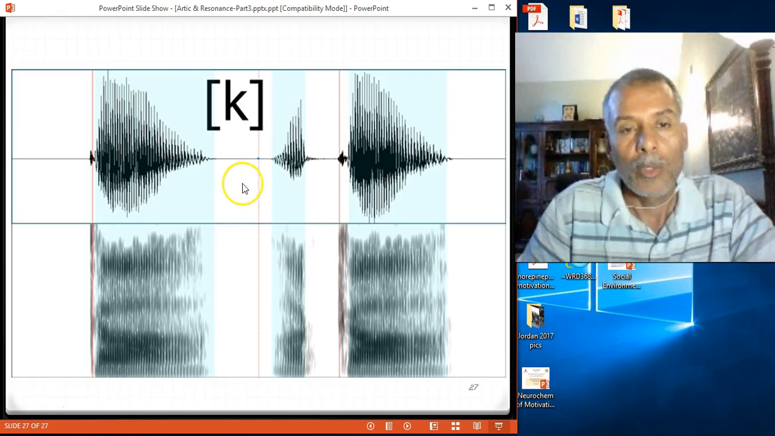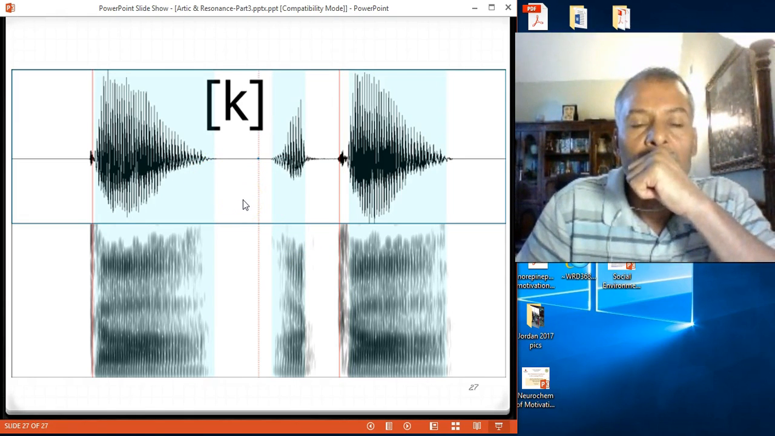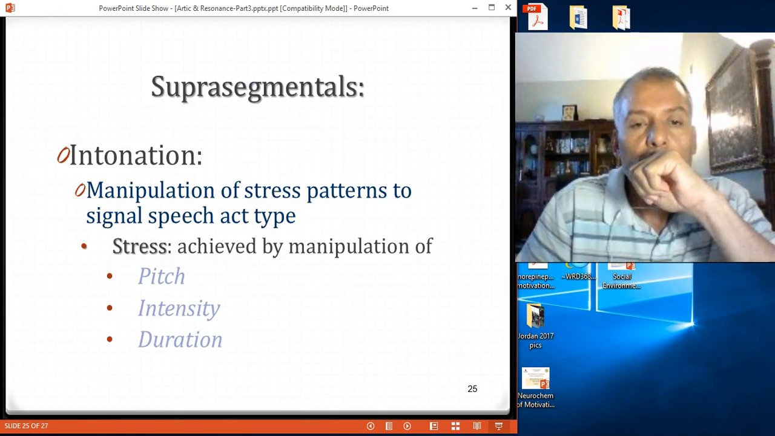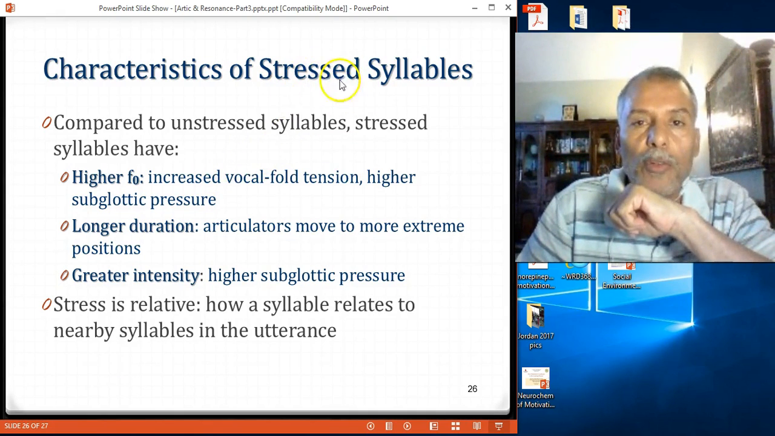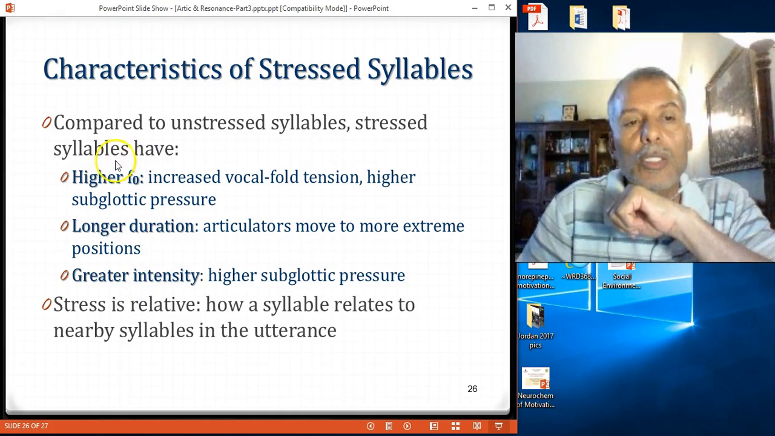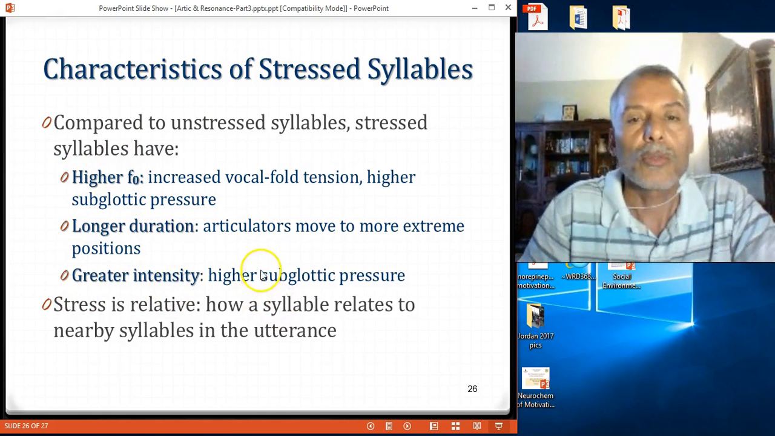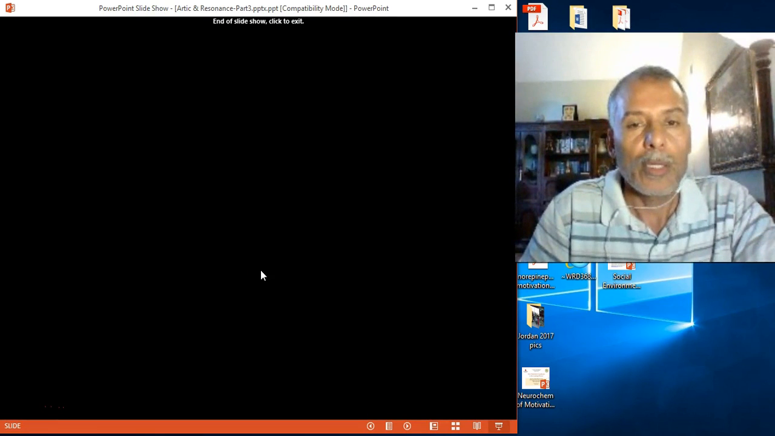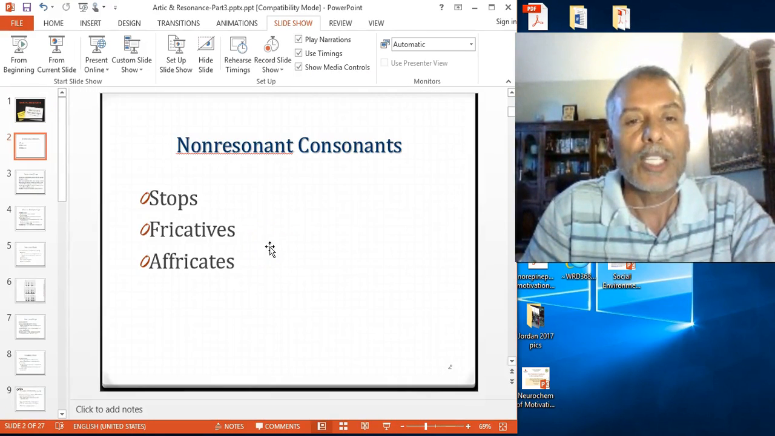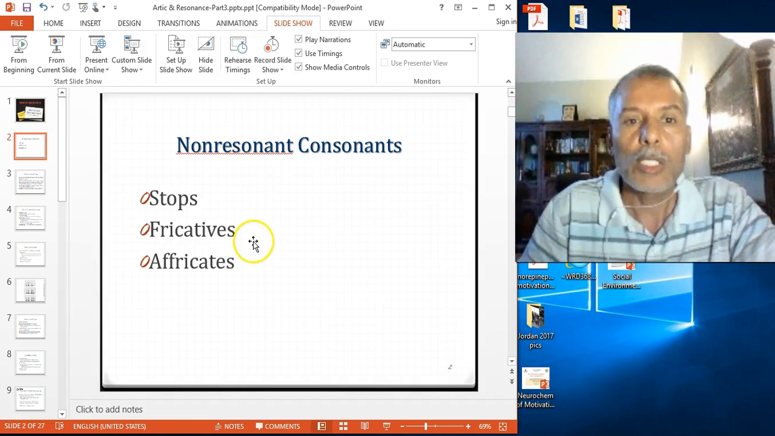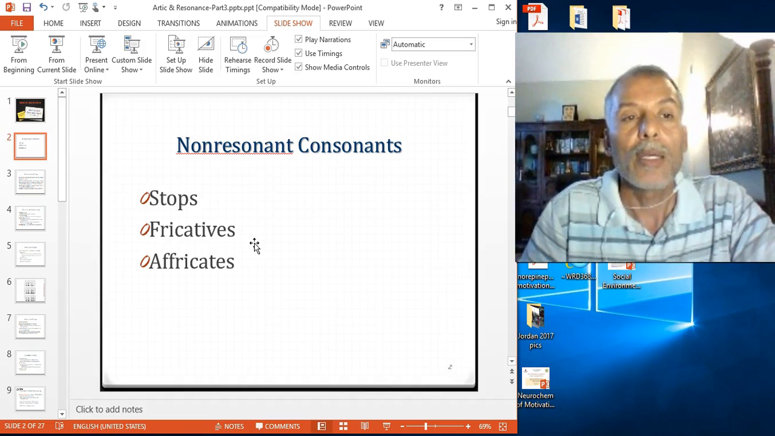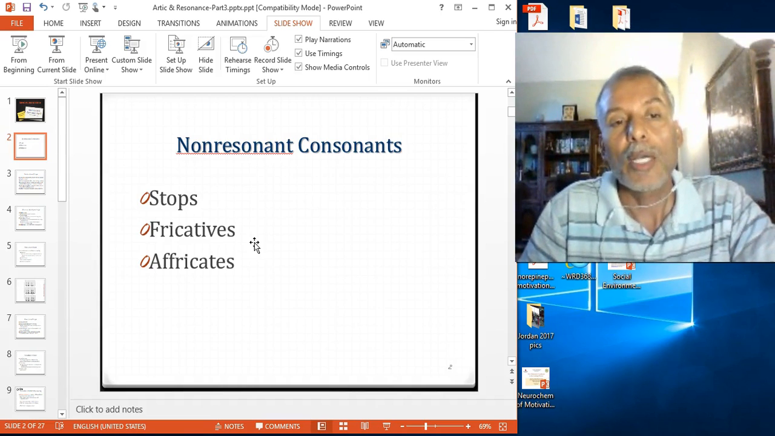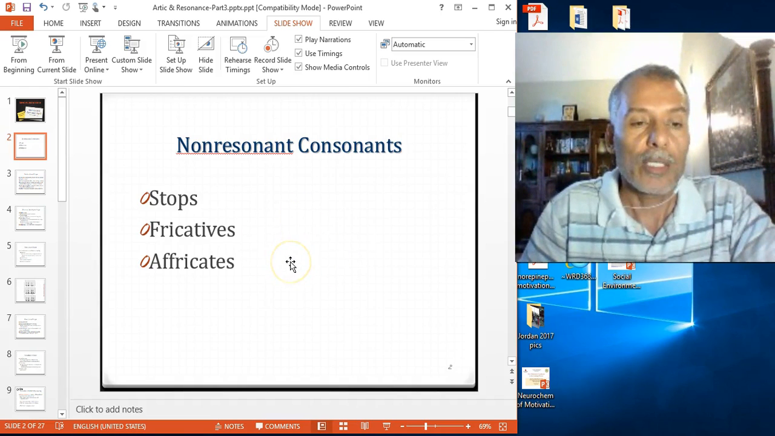This is just a way to show you the curve. But basically, the last thing I want to emphasize is that you need to understand the difference between stressed syllables and unstressed syllables. So this concludes the unit on articulation and resonance, and I hope that you review this more than once, and that you make questions for your colleagues and test them, and have them question you and test you, so that you can have that practice.